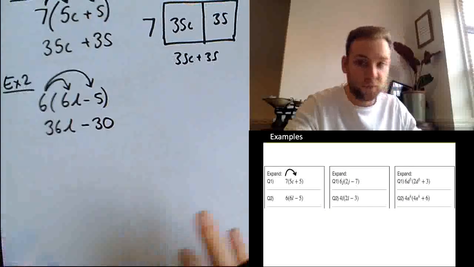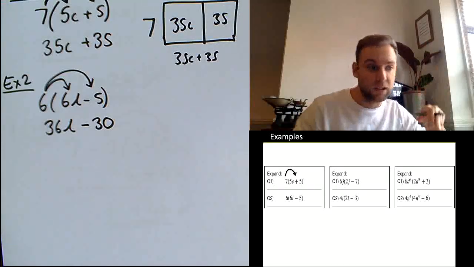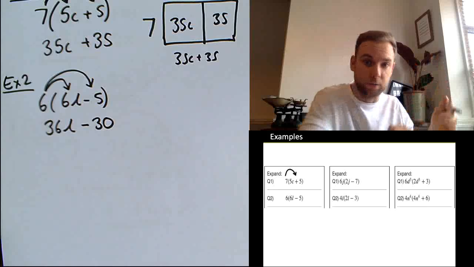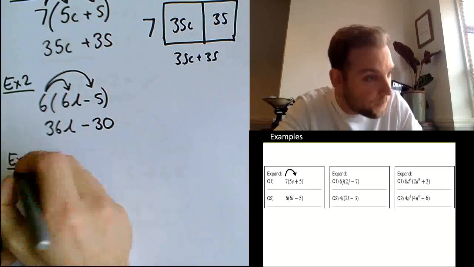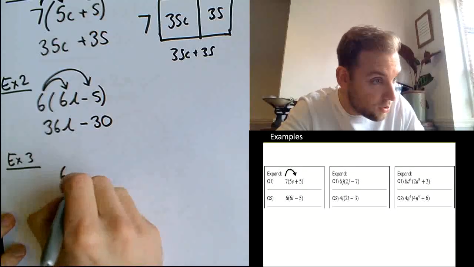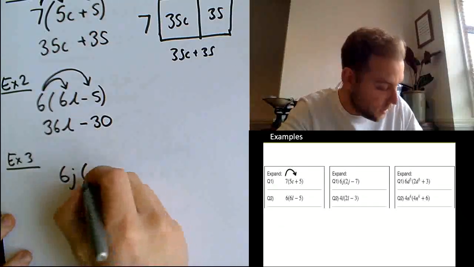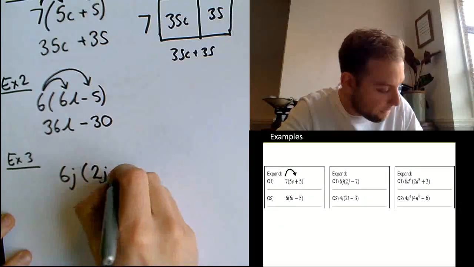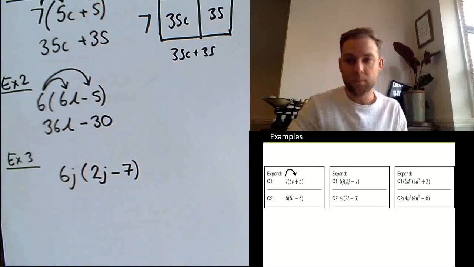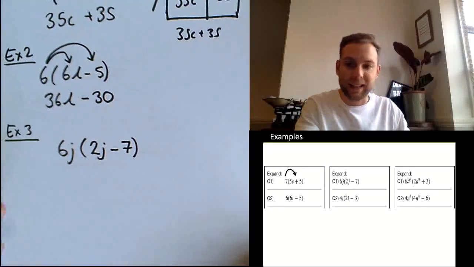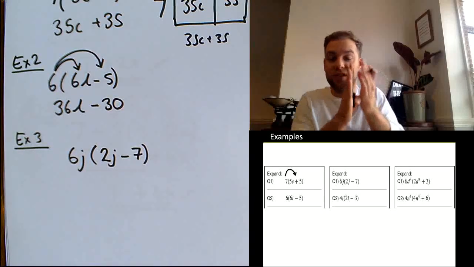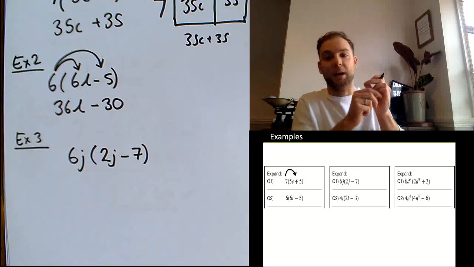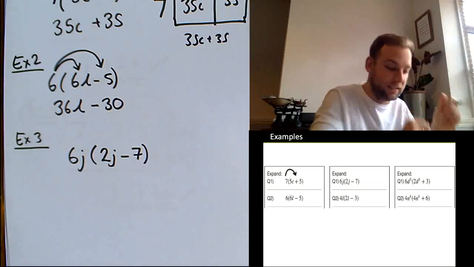So, example 3. Now I'm going to go down and across on these ones because they do get gradually harder as we go across. So, example 3 here. So here I've got 6j lots of 2j minus 7. So what makes this more difficult? Well, it's the fact we've got this j outside. I've got 6j and I need to times that by 2j and minus 7.